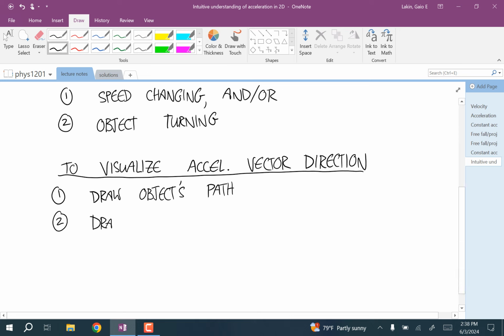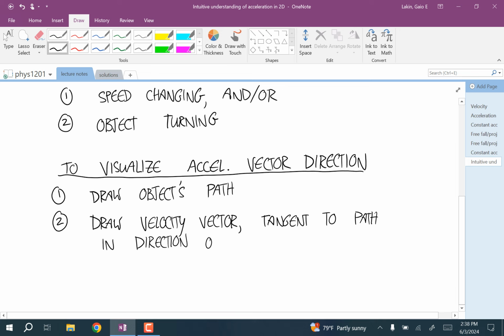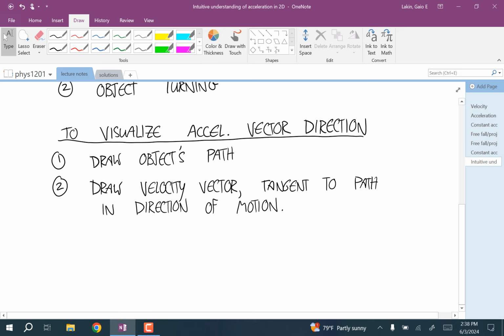So second, we're going to draw the velocity vector, and it's going to be tangent to the path in the direction of motion. Now, the velocity is not an acceleration, so that doesn't tell us anything about the acceleration, but we're going to use that to base the next things on.